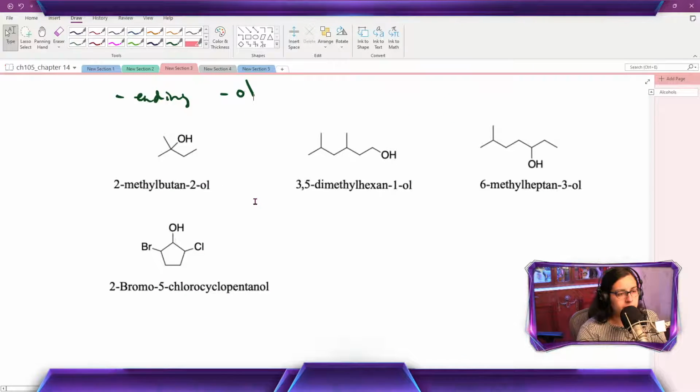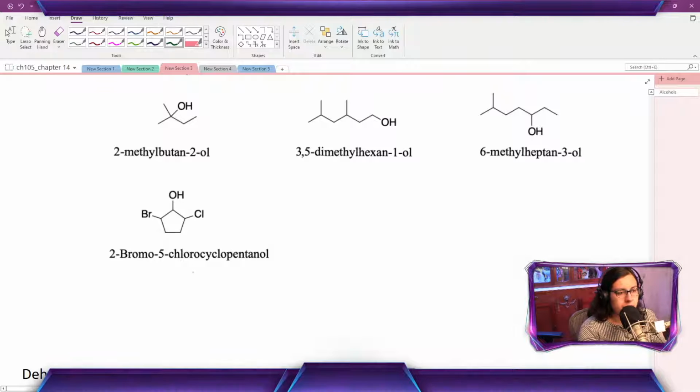So let's look at a couple of these examples. So this is 2-methyl butanol, or 2-butanol, kind of depending on the naming convention. The first thing we need to do, looking at this molecule, is identify our longest chain. It looks like 1, 2, 3, 4. I better label this. And again, we want OH to have the highest priority now.